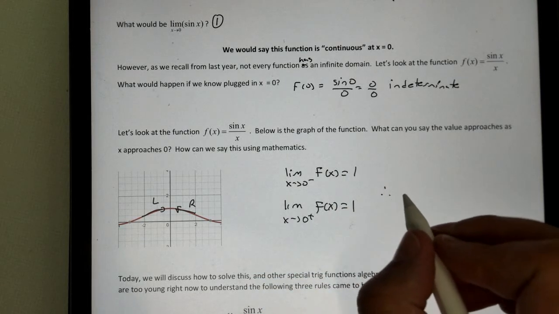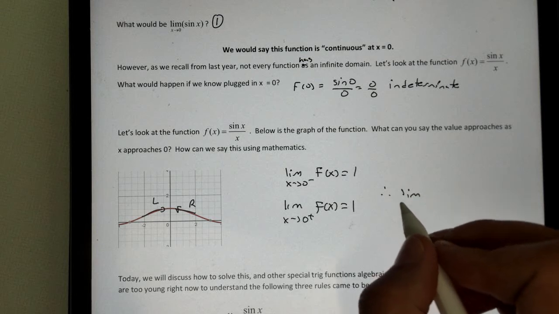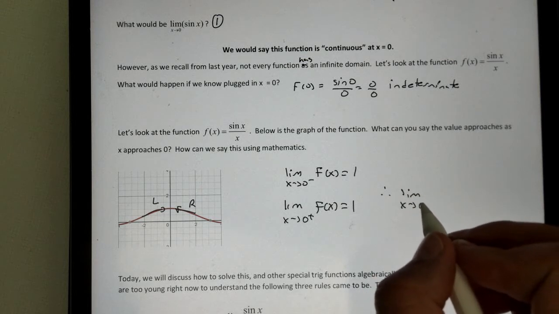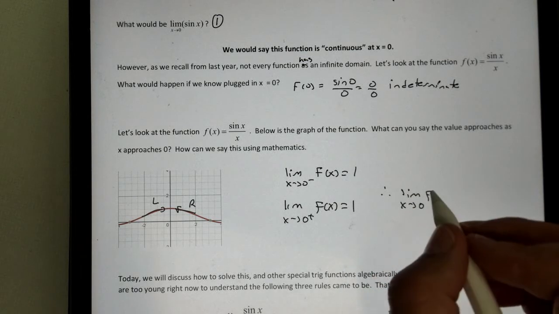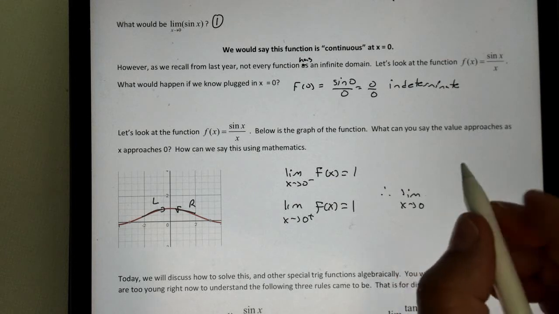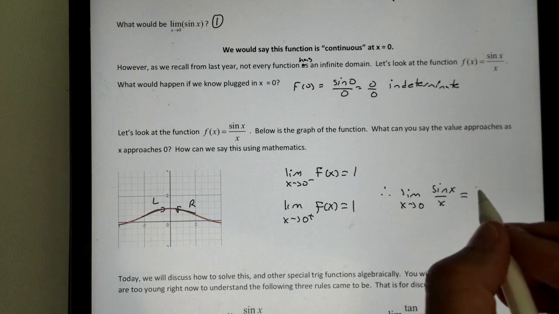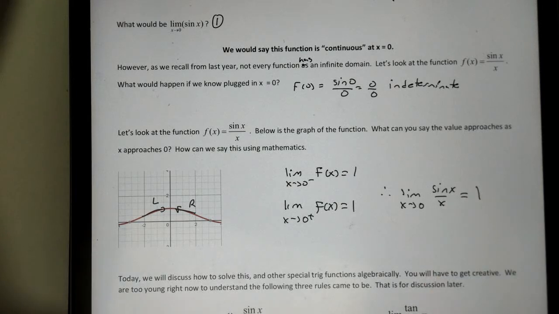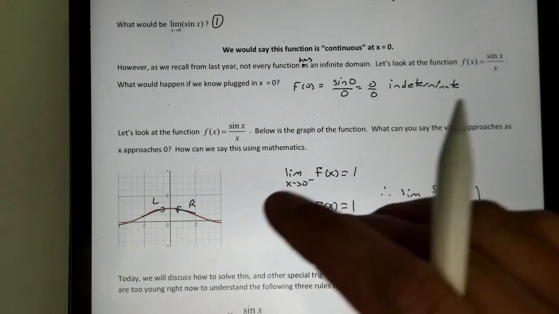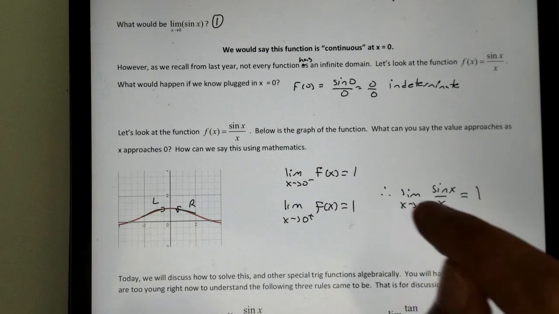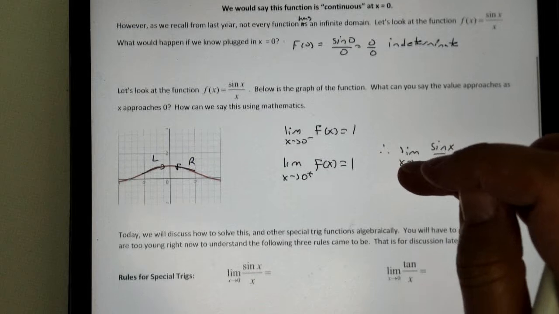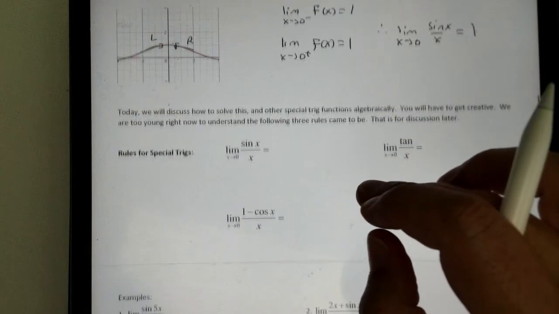So, therefore, we can actually say that the limit as x approaches 0 of, let me go and write this out, of sine of x over x is just 1. And we talked about a rule. That's just because the limit from the left is the same as the limit from the right. Well, that's going to lead us to a few rules for us, and we're going to discuss them today.